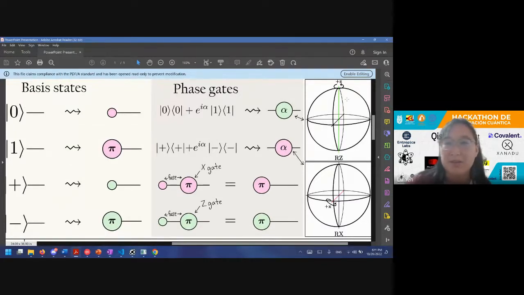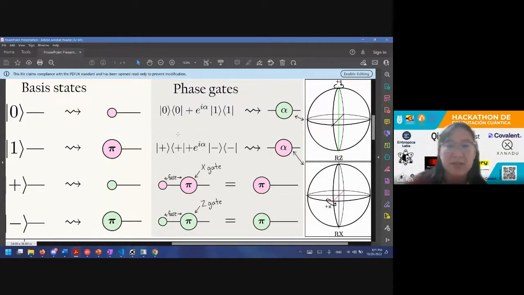Here, a Z phase gate is a rotation about this Z axis with angle alpha. In bra-ket notation, it would look like this. When alpha is equal to pi, it's exactly your qubit Z gate. We notate it in the ZX calculus reading from left to right, just like in circuit diagrams, like this. And then the X rotation gate is the same thing, but about the X axis.